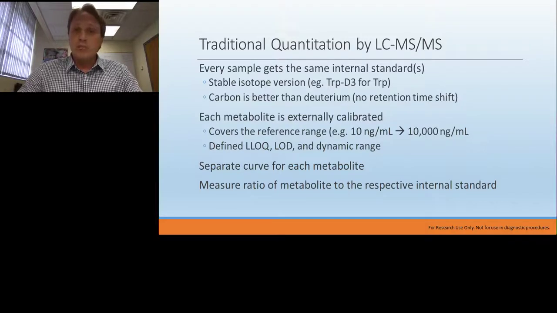And the key here to point out is that we're measuring the ratio of the metabolite to the internal standard. And that's important because it helps to avoid ion suppression, and it helps to enable you to quantify in multiple kinds of samples where the ion suppression may be different across those different samples.